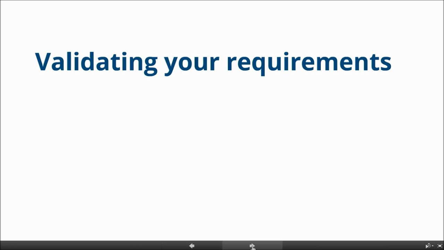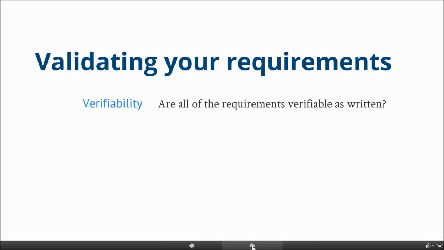You've got to bring this full circle. So how do you do that? And the book gives a good list. First, it's verifiability, and this is true for all requirements, whether they are functional requirements or non-functional requirements. Are all of the requirements verifiable as written? Meaning, when you read this requirement, can you understand how you're going to measure whether you met that requirement or not? Meaning, did the software meet that requirement or not?